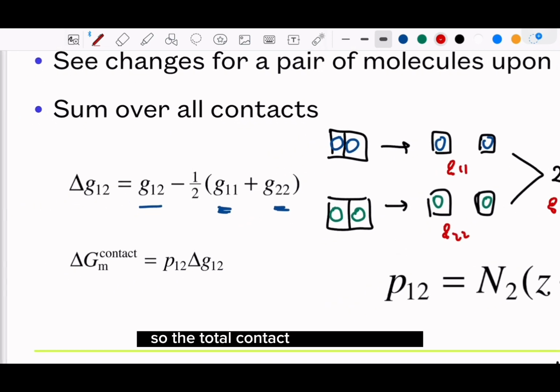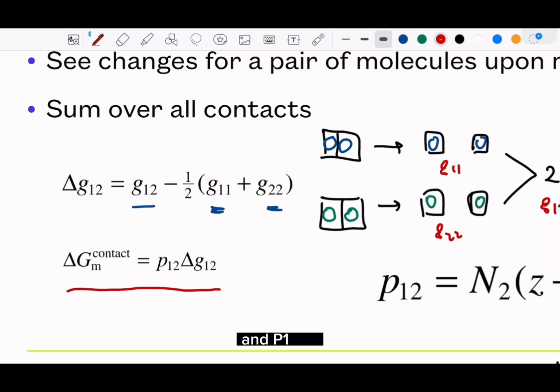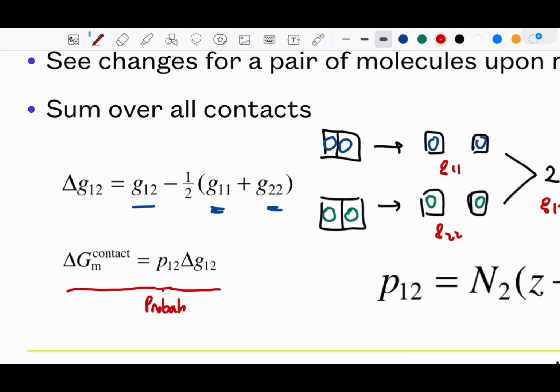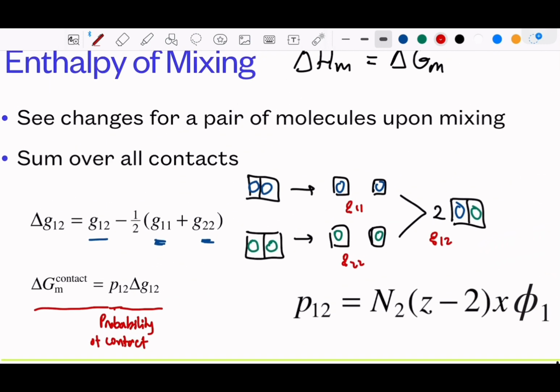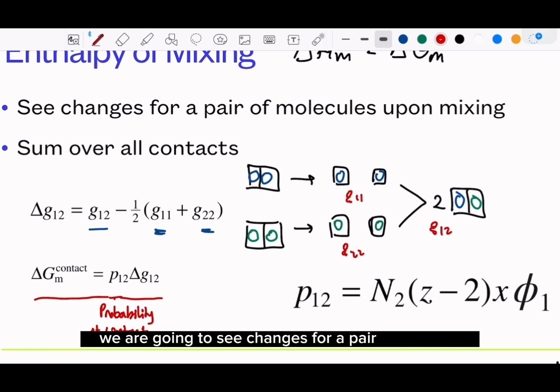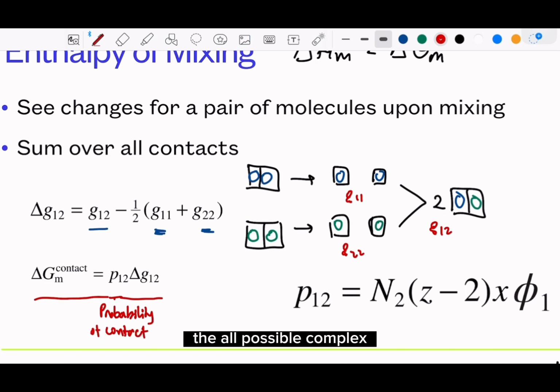So the total contact will be this, okay, and P12 is the total, the probability of contact, okay, probability. So the idea is we are going to see changes for a pair of molecules when we mix, how we can mix up these two particles, and then we can later add all the possible contacts, okay, all possible contacts. We get this, okay? So this is the probability.